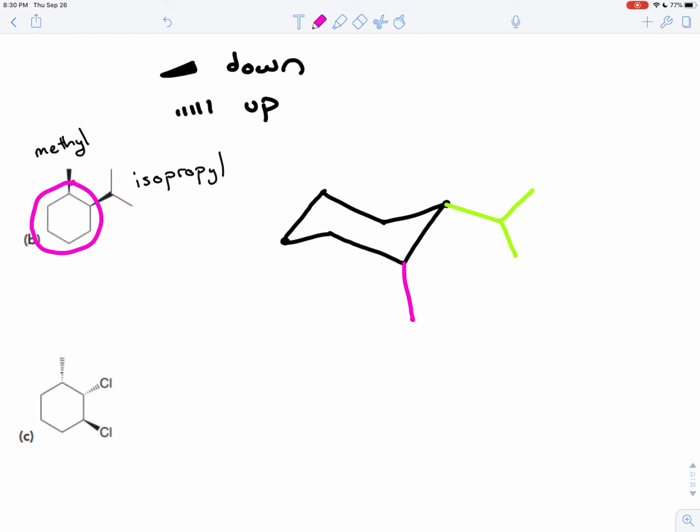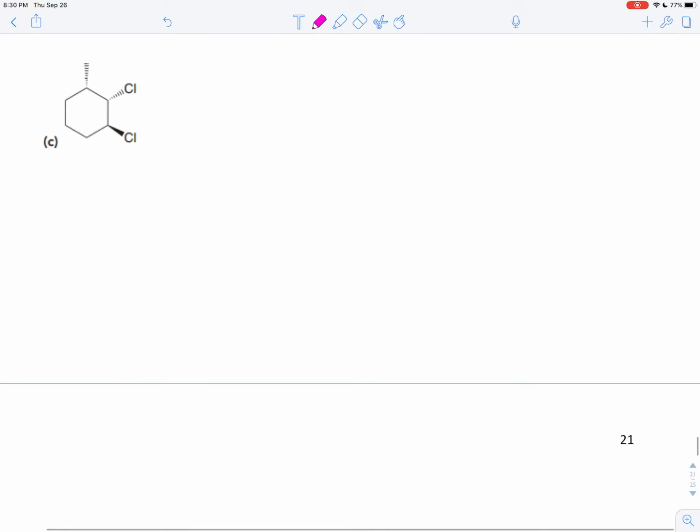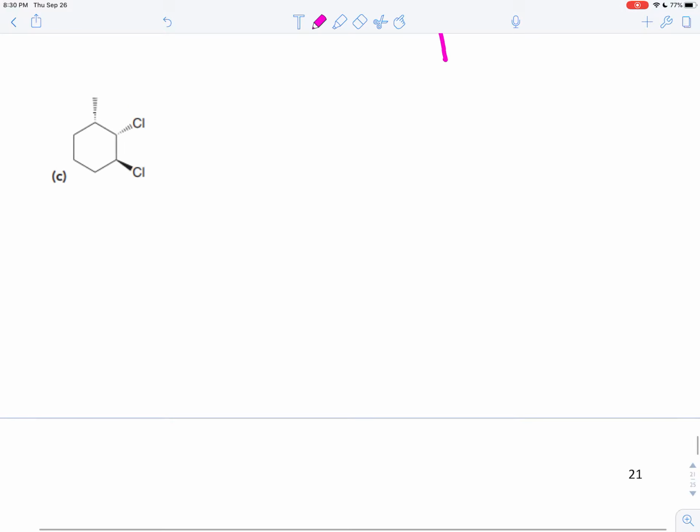Okay, and so that would be the most stable conformation for this molecule. Now let's try this next one. So they're asking for the most stable conformation.